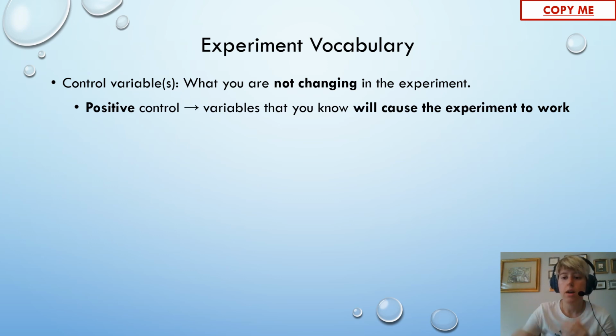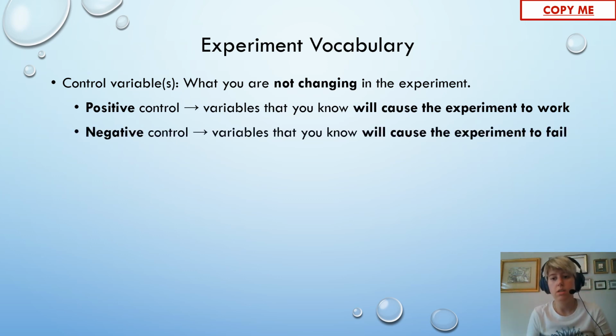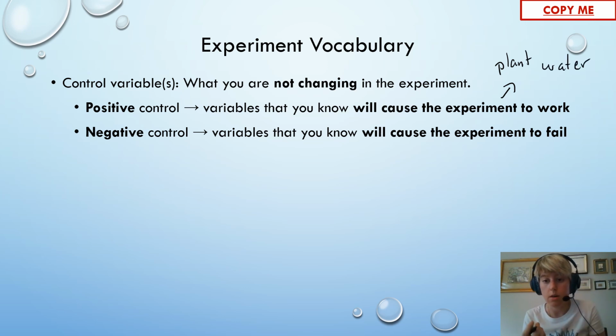Now, we can break up our controls into two categories, positive and negative control. And the terms positive and negative control have to do with the outcome of that trial. So positive controls are variables that you know are going to cause the experiment to work. So if we're talking about the plant, giving the plant water would be a positive control, because I know plants need water to grow, so it's my base liquid that I can be giving my plant, and I know that my plant will grow when given water.